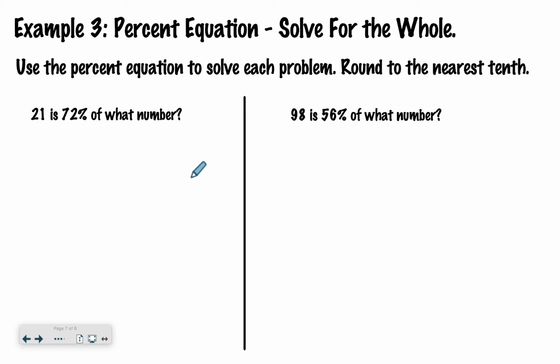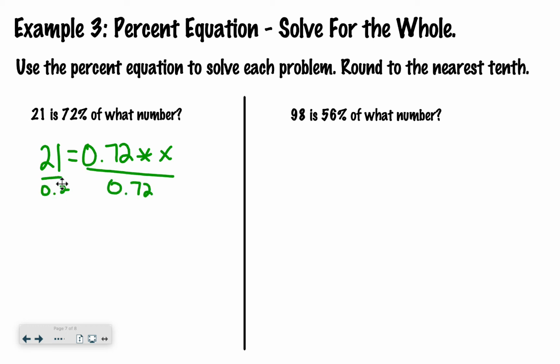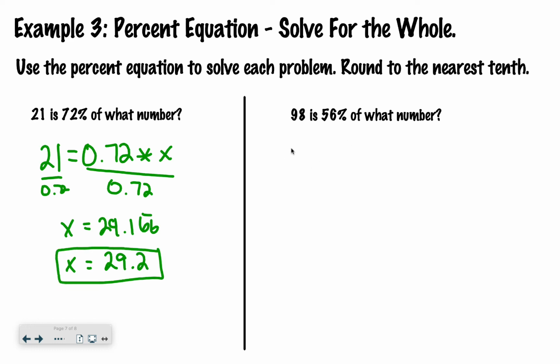Sorry. Now we're going to use the percent equation to solve for the whole. So this one's going to be really similar to the first type of problem we did. So I'm going to say 21 equals 72%, so 0.72, and then times x. And what I mean by similar, I mean now you're going to divide by the percentage on each side. Okay, so I'm going to say 21 divided by 0.72, which is 29.16, that 6 is repeating. So if I round to the nearest tenth, that 6 is 5 or greater, so that means this 1 becomes a 2. All right, so 29.2.